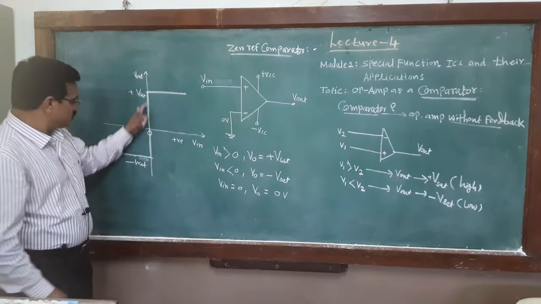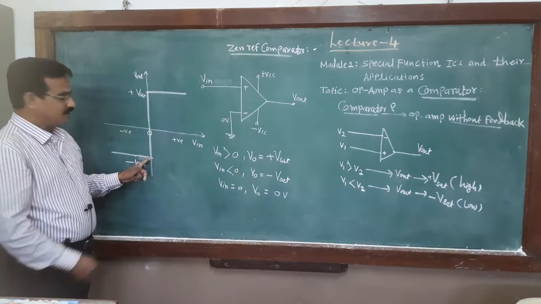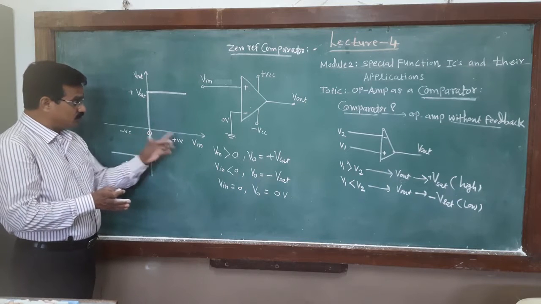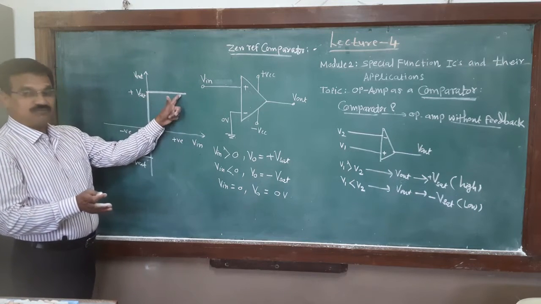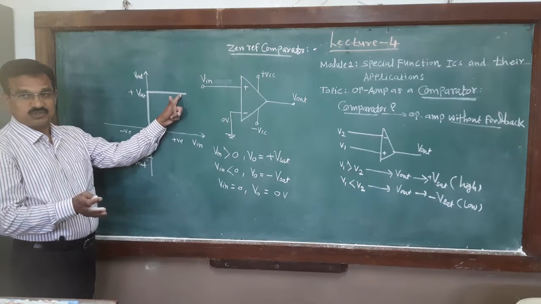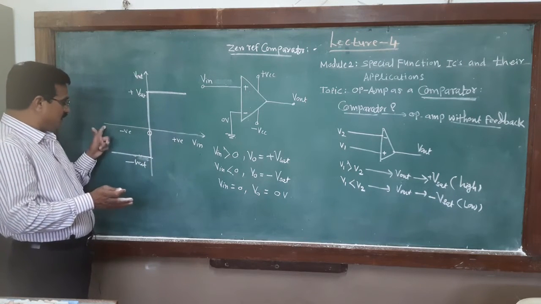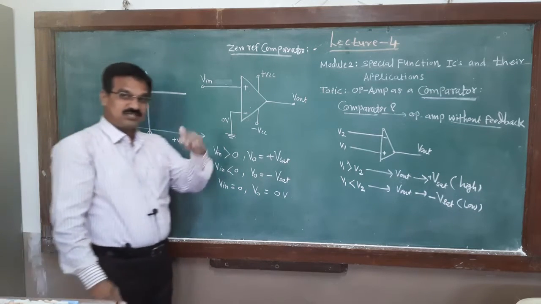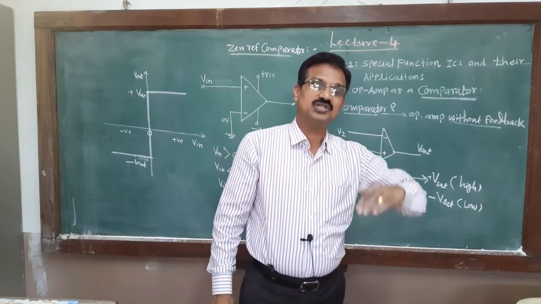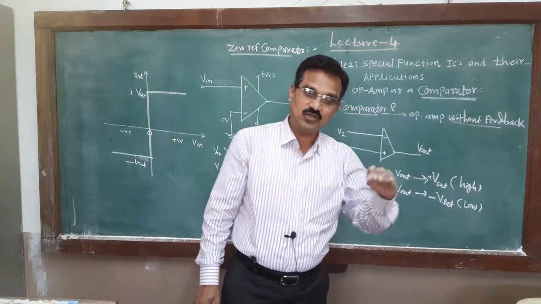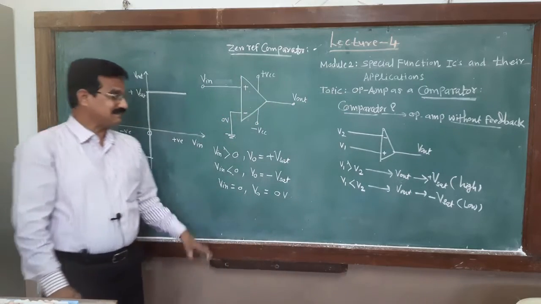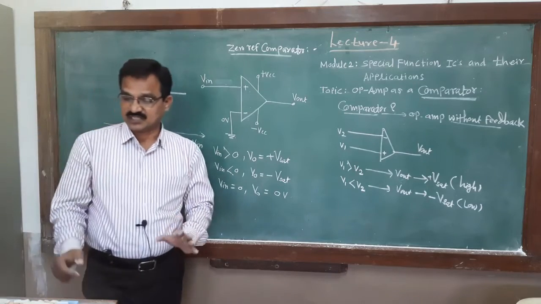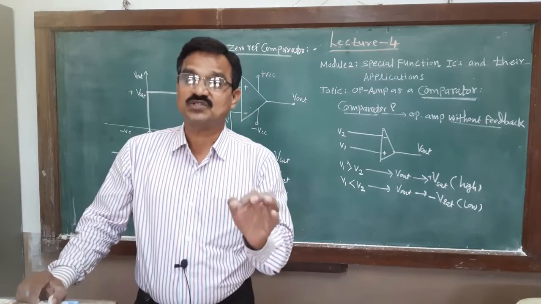Here is the 0 voltage. When the input voltage is positive, at that time the output is positive saturation. When the input voltage is negative, at that time it is at negative saturation. But when the input is 0, at that time it switches from positive saturation to negative saturation, or negative saturation to positive saturation. Here the trip point for the zero reference comparator is 0 volt.